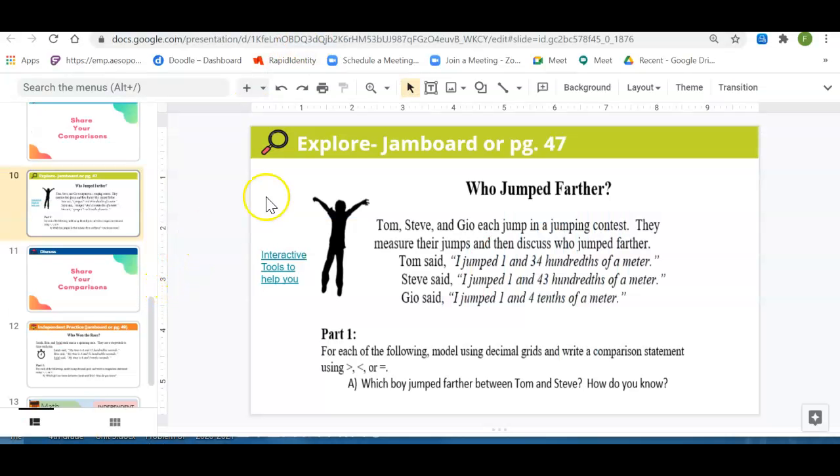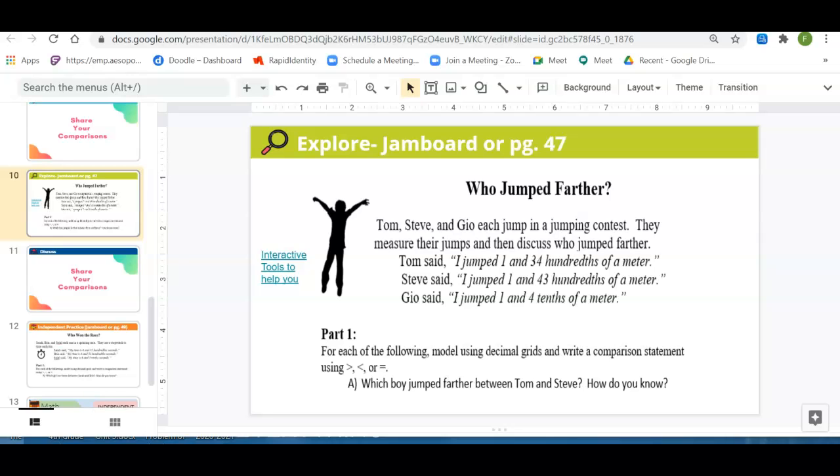So our next slide, we've got Explorer. This is on a Jamboard, guys. The same Jamboard that we just worked on, on page 47. Who jumped further? So Tom, Steve, and Geo each jump in a jumping contest. They measure their jumps and then discuss who jumped further. Tom said, I jumped 1 and 34/100ths of a meter. Steve said, I jumped 1 and 43/100ths of a meter. Geo says, I jumped 1 and 4/10ths of a meter.